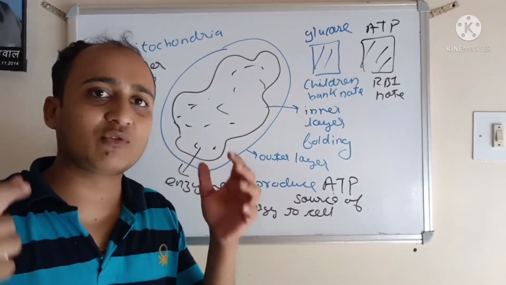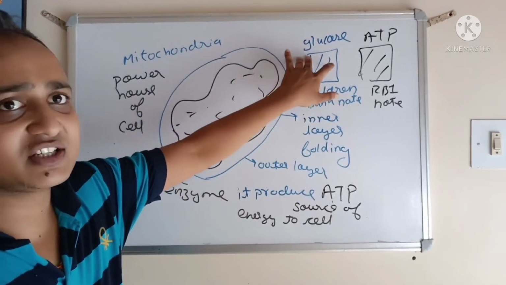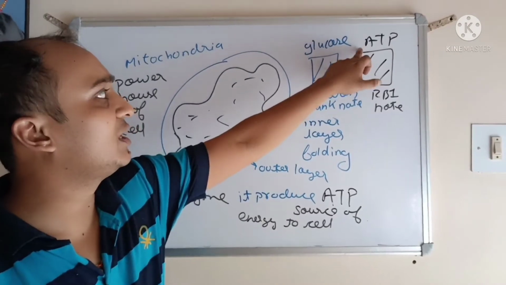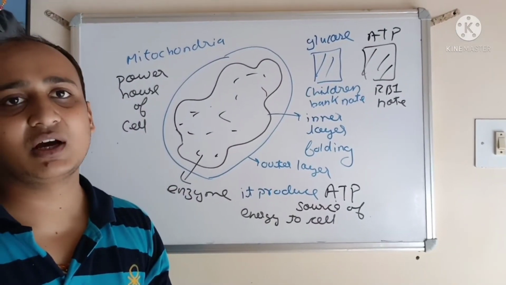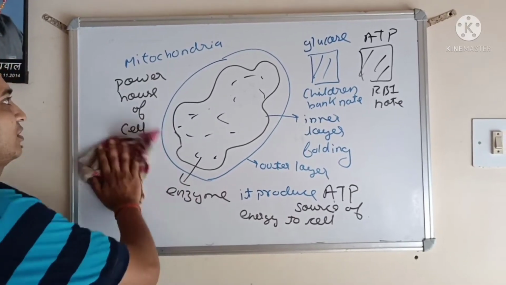That is what we have to understand now in this class, in 9th class. We all know glucose gives energy, but glucose with the help of enzyme is converted into ATP, and this ATP gives the energy to the cell. So this is about mitochondria.